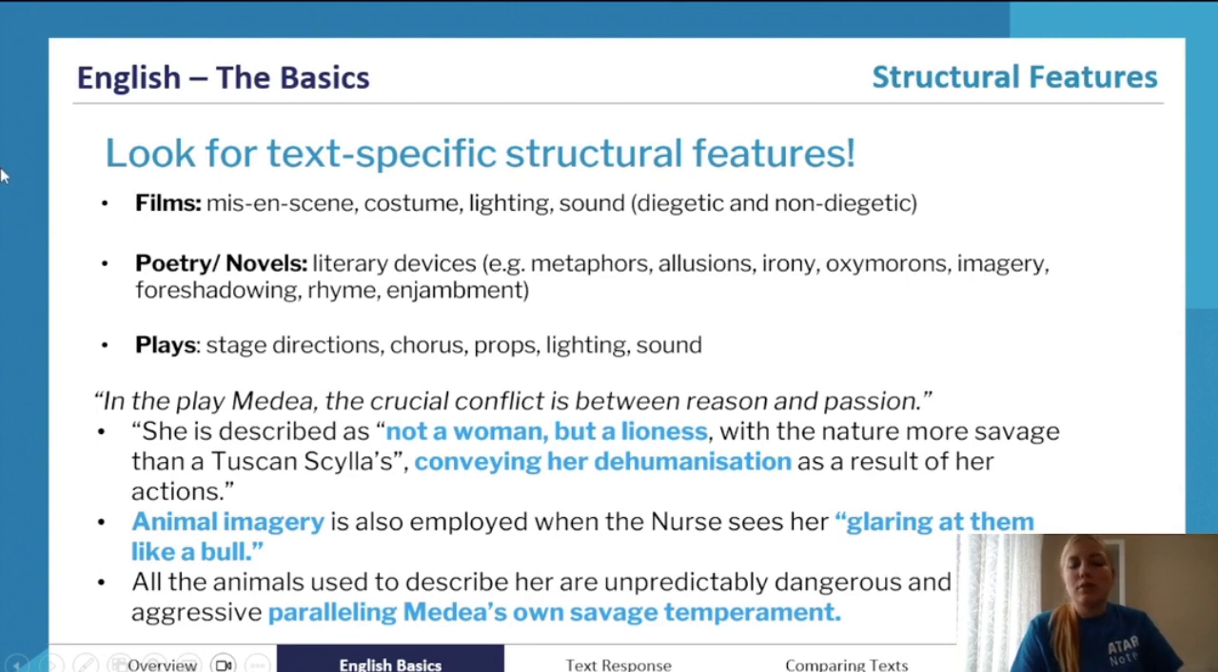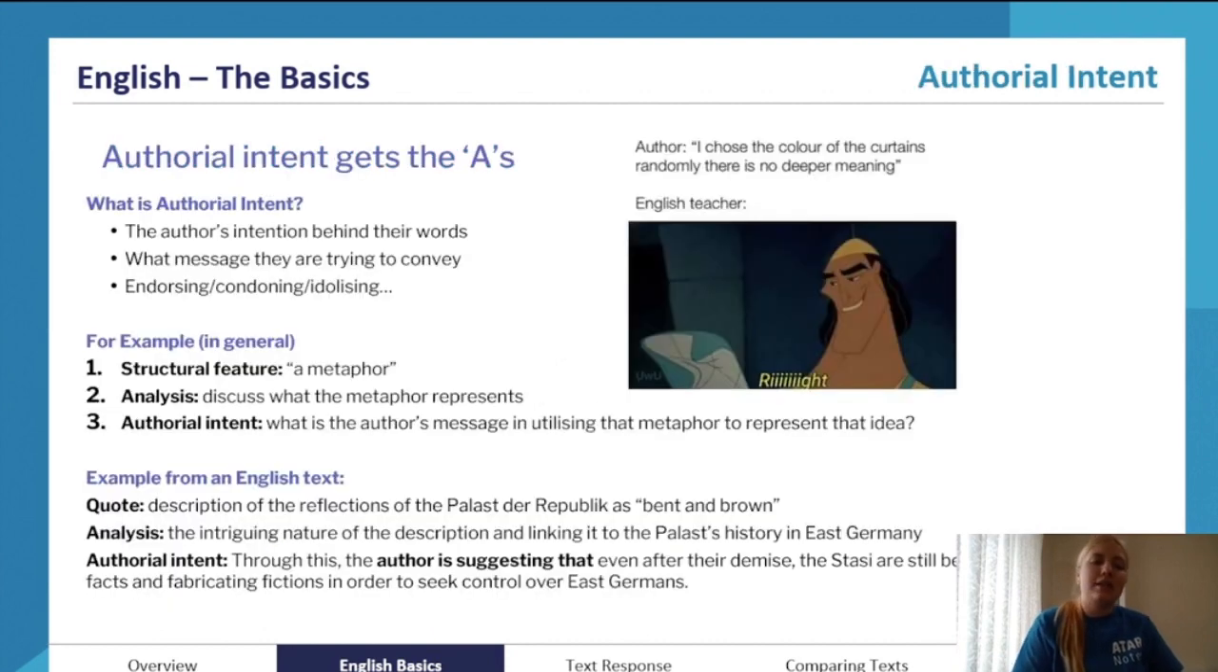So all the animals used to describe her are unpredictably dangerous and aggressive, paralleling Medea's own savage temperament. And paralleling is also another metalanguage term that is great to use when we are being made similar to something else, even if those things are really different. In this case, animals and Medea, they would be quite different, right? So you can see a great example of a structural features analysis there that might help guide you as well.